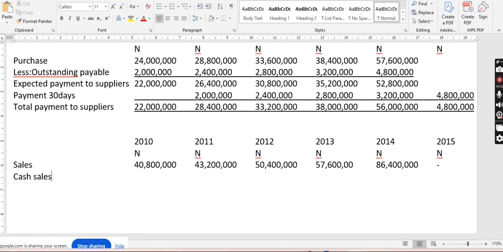Cash sales. What is the 40% of 40,800,000? 16,320,000. Next, 17,280. Next, 2160.